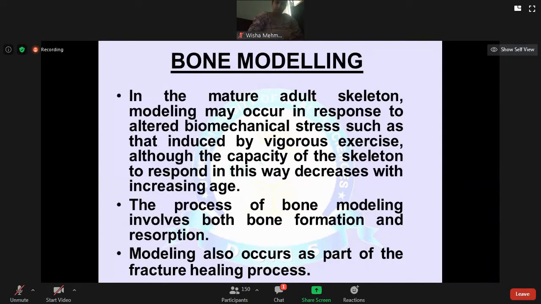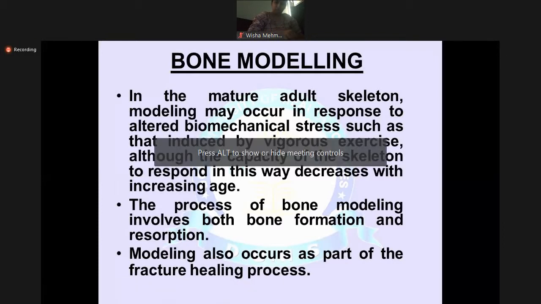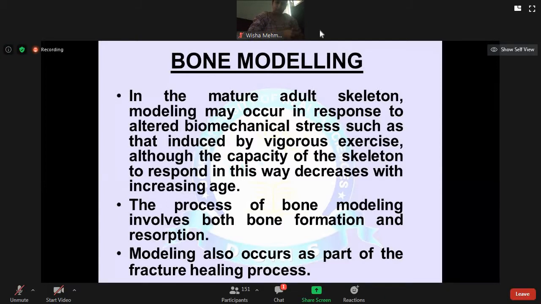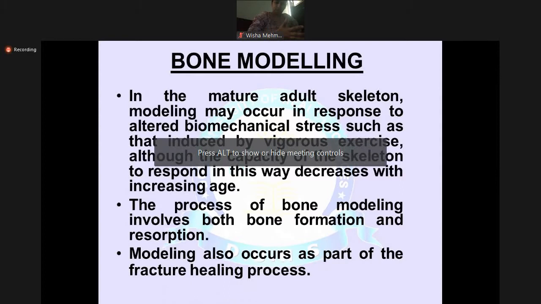So in the mature adult skeleton, modeling may occur in response to altered biomechanical stress, such as that induced by vigorous exercise, although the capacity of the skeleton to respond in this way decreases with increasing age. So you can say the process of bone modeling involves both bone formation and bone resorption. Again, this modeling also occurs as a part of the fracture healing process.